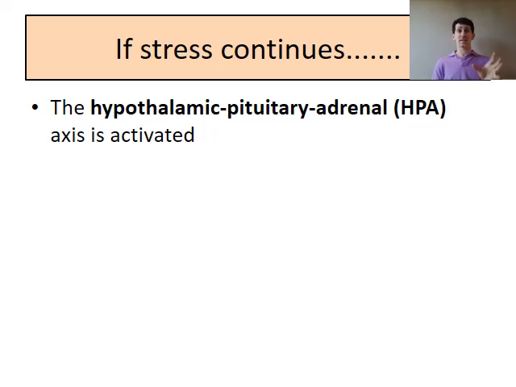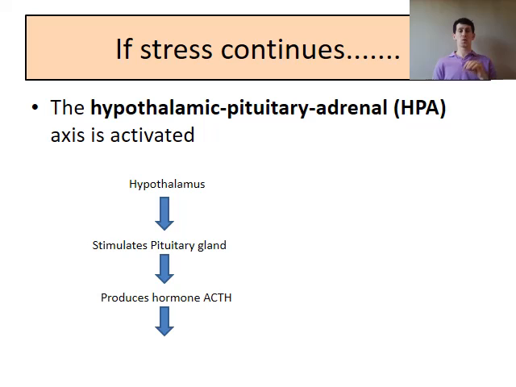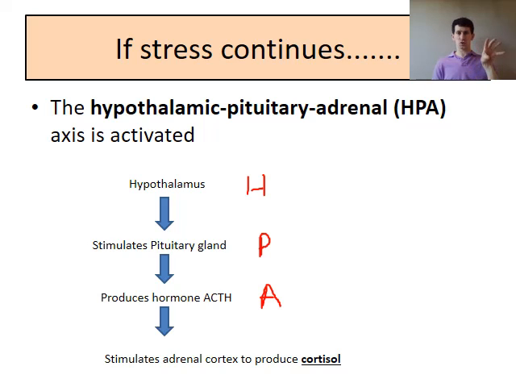So the HPA axis is activated if stress continues over a long period of time. So it starts all in the hypothalamus, in your brain. And the hypothalamus stimulates the pituitary gland. So now the pituitary gland sends out a hormone, we've already seen this one in a different video, called ACTH. Okay, so we've got H, the hypothalamus, we've got P for the pituitary gland, we've got A for ACTH. As long as you remember it's the HPA axis, it gives you the starting steps, those starting building blocks for this process. So what ACTH does is it stimulates your adrenal cortex to release something called cortisol.